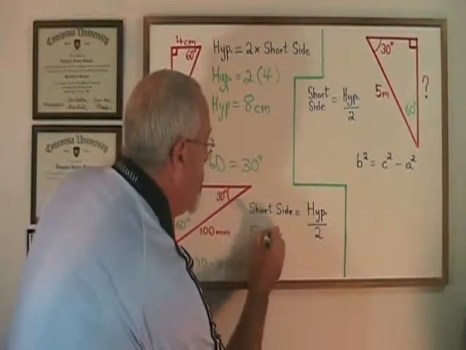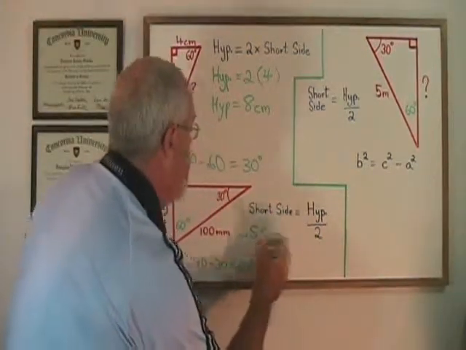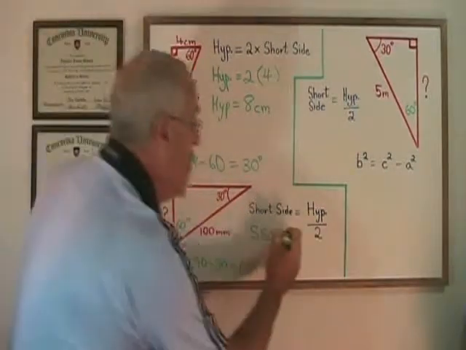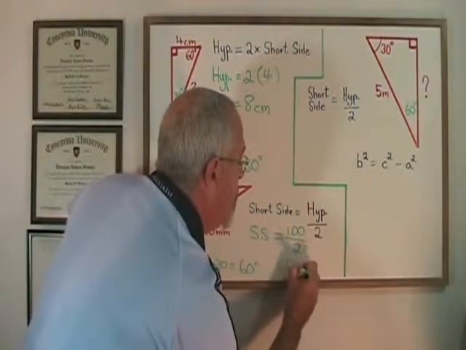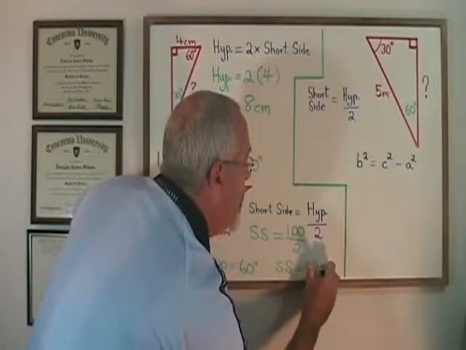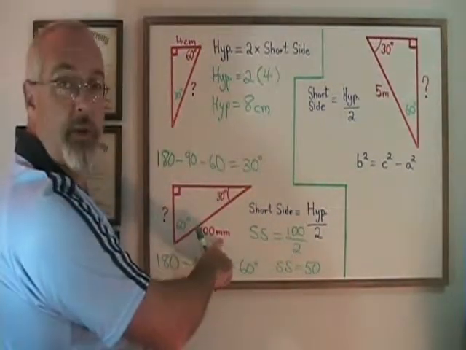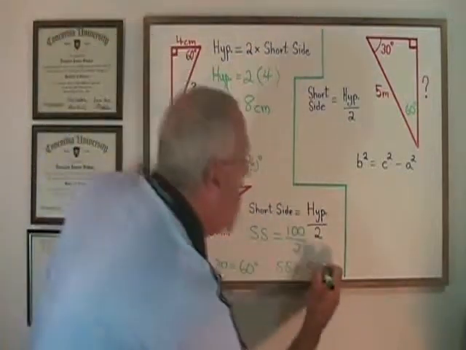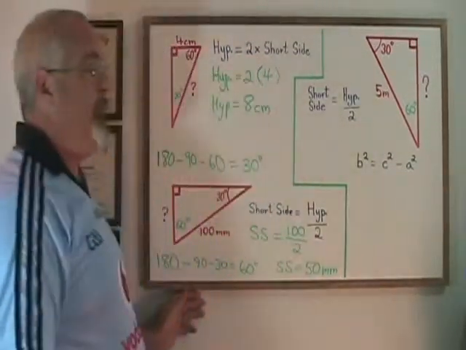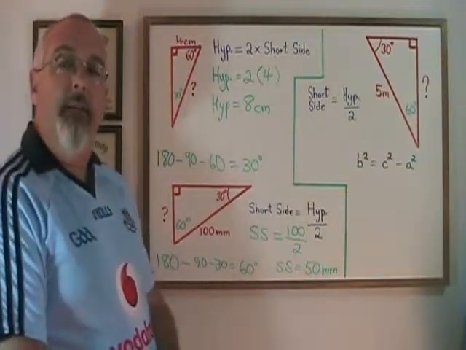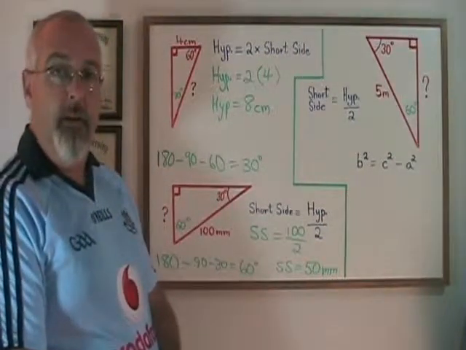The short side must be equal to, in this case, 100 divided by 2. Therefore, the short side in this case is equal to 50. Because the unit of measure in this triangle is millimeters, the short side's length will be 50 millimeters. We can use the same property in other situations as well.